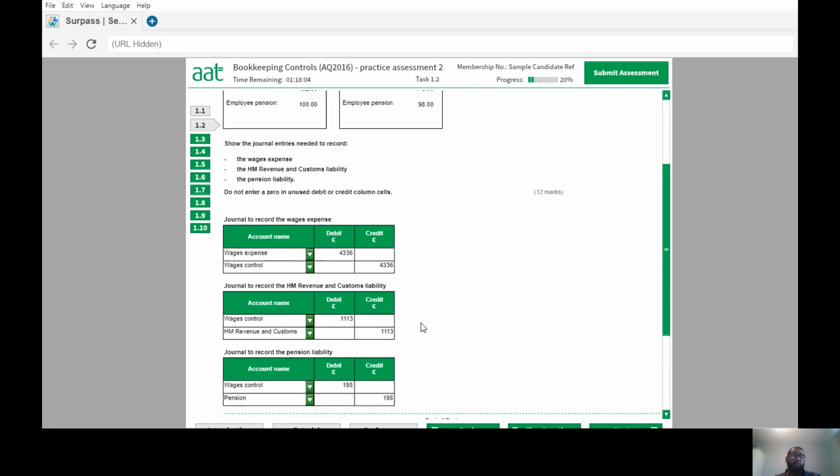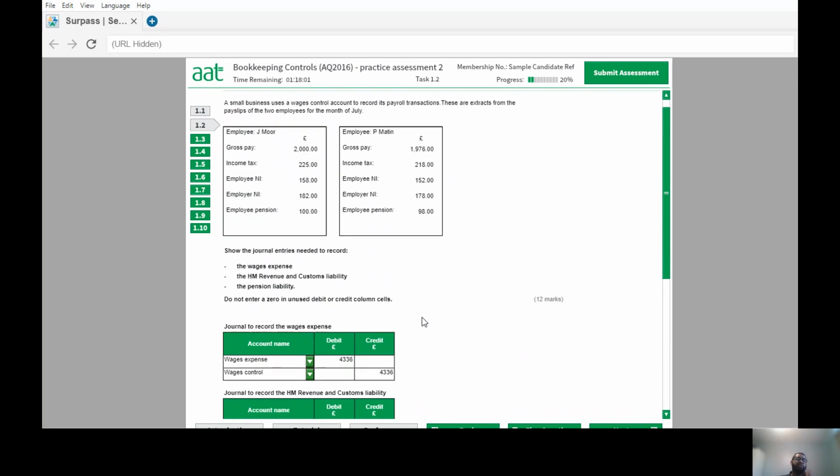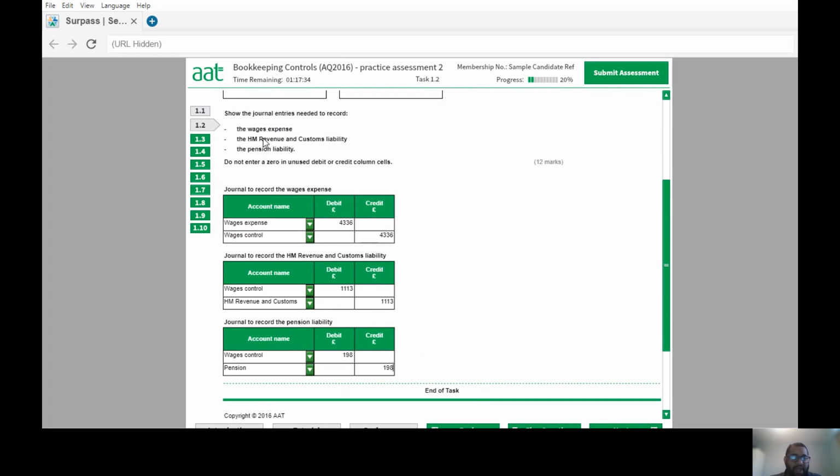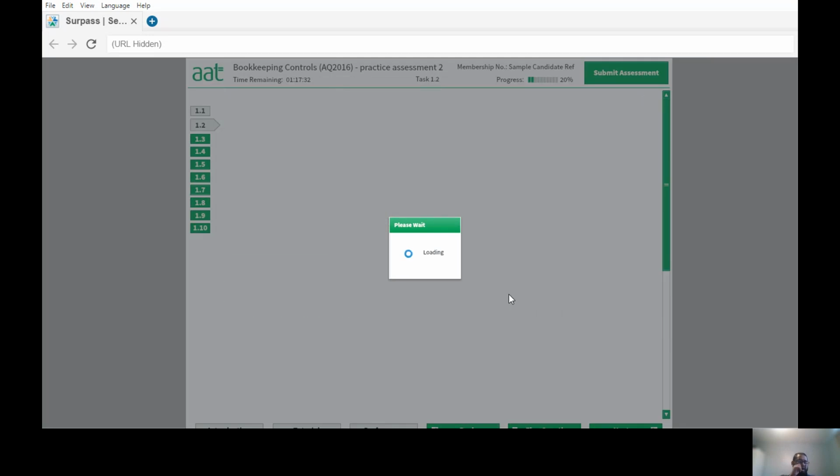Okay, so here we have established two things. Your total expense for the business is going to be gross pay plus any employer contribution. In this example, you only have employer national insurance for both of those. So you add those together and add them to your gross pay, and you get your wages expense. And then HMRC liability means every part of your income tax and both national insurance contributions, employer and employee. So this is what you have to keep an eye out for. Now let's move on to the next question here.